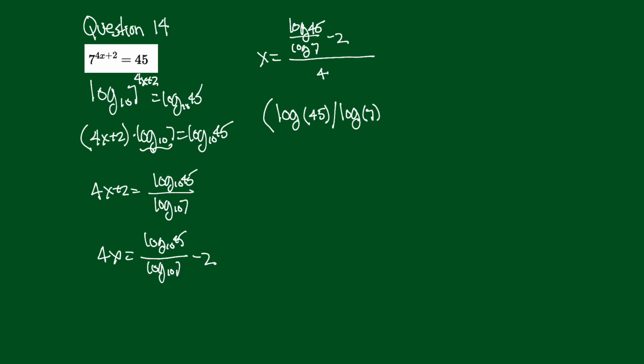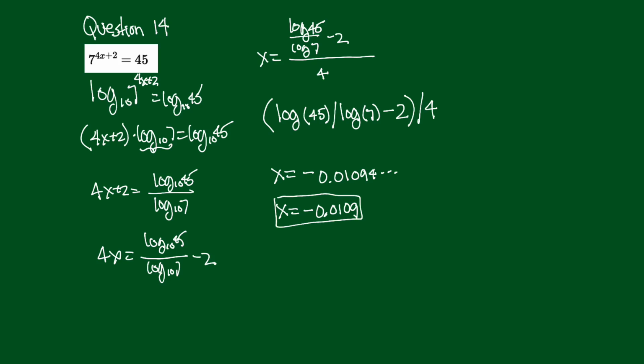All right? Now, what I've got so far is this, right? Log of 45 divided by log of 7. Now, subtract 2. So minus 2. Now close. All right? And now divide that whole thing by 4. And that gives me that x is equal to, I got negative, now I'll put in a 0. Calculator doesn't show that leading 0. 0.01094, bunch of other numbers. It says round to at least 4 places, so I'm just going to write it like this. Negative 0.0109 should be good enough.